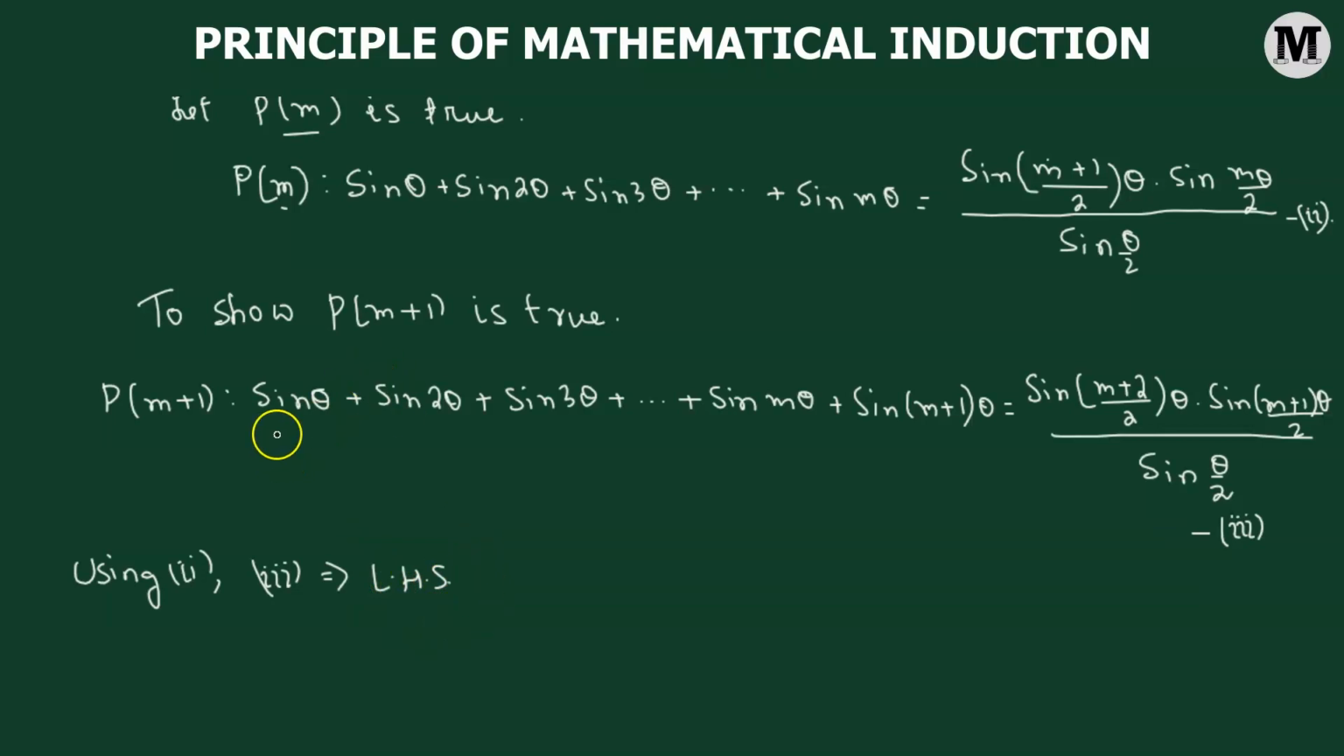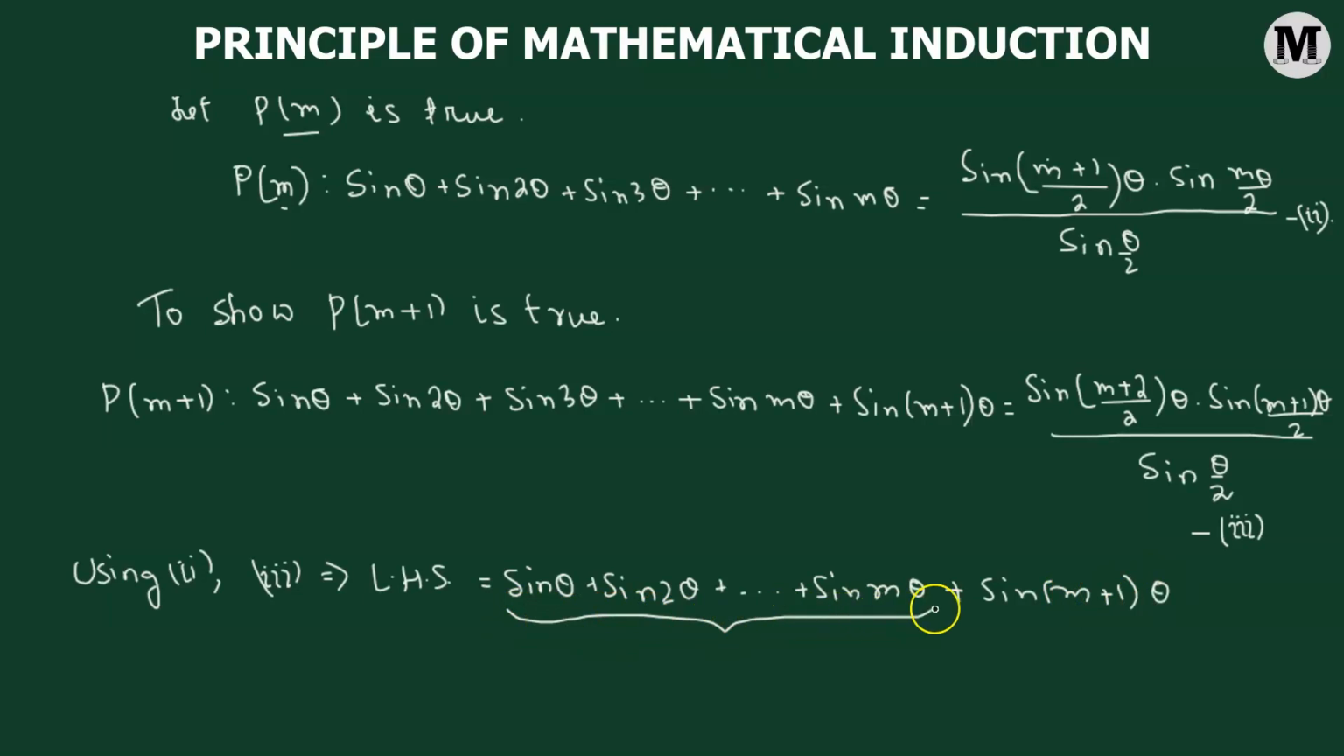What is the left hand side? This entire expression. So let's note it down. So we have sine theta added to sine 2 theta, going all the way up to sine m theta added to sine of (m plus 1) theta. Now, luckily for us, we can consider the first term all the way up to the second last term, and we can replace it with the right hand side of statement number 2.